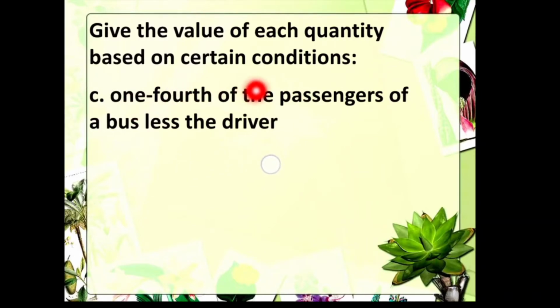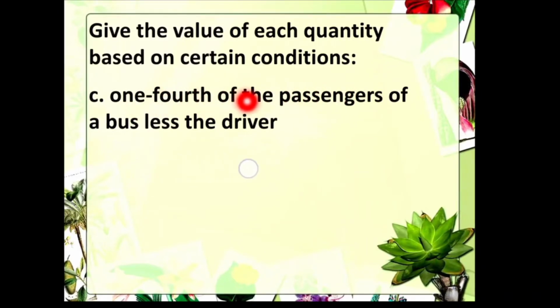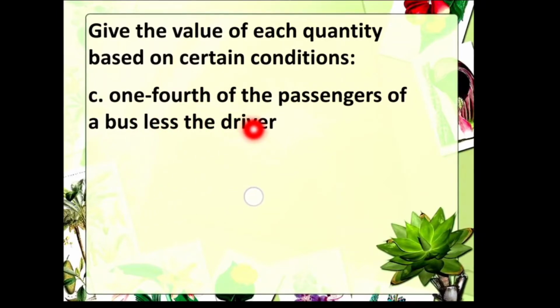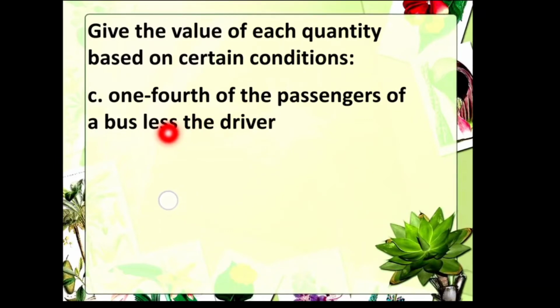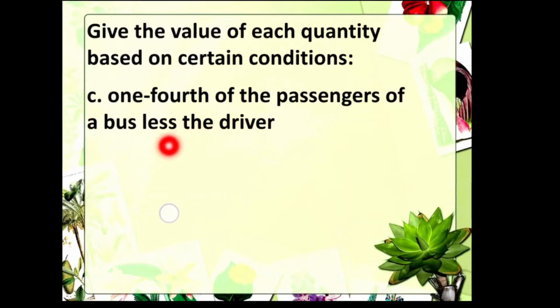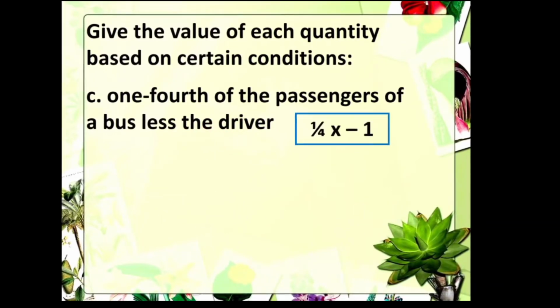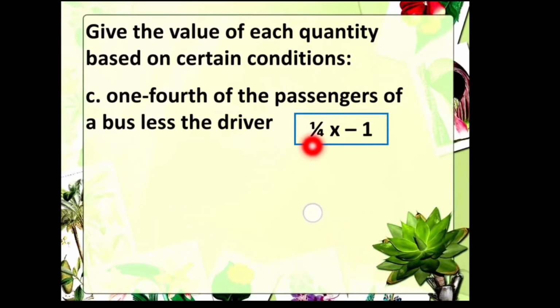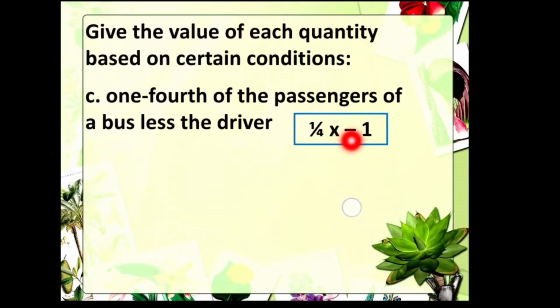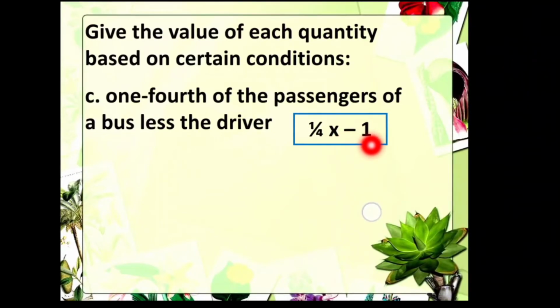So 1/4 of the passengers, that is 1/4 times x. Then less the driver. So minus the driver. How many drivers do we have in a bus? There is one driver in a bus. So 1/4 x minus 1 would be our representation for this condition. As you can see, 1/4 of the passengers less the driver, so 1/4 x minus 1.